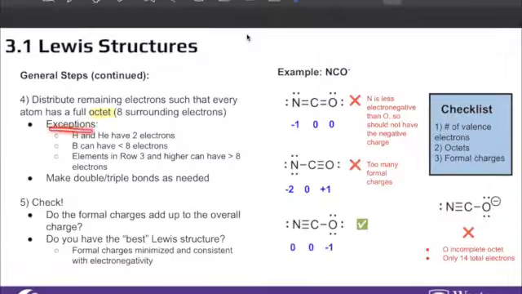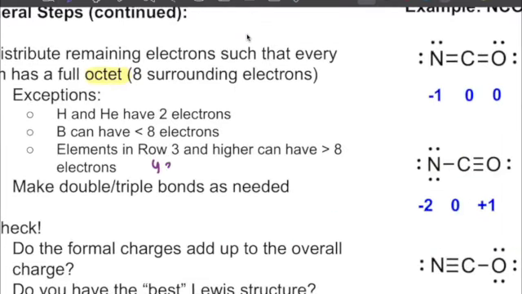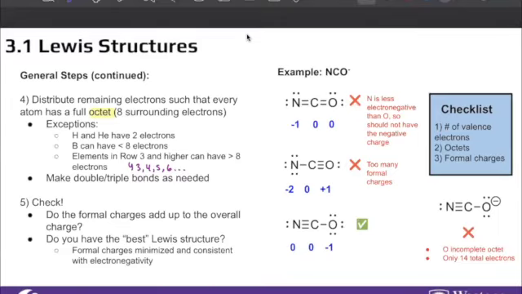Now there are some exceptions to this. Hydrogen and helium only need to have 2 electrons around them. Boron specifically can have less than 8 electrons. And elements in row 3 and higher, so by that I mean row 3, 4, 5, 6, etc., can have more than 8 electrons around them. If we look at our example here, we don't have any hydrogen, we don't have any helium, and we don't have any boron. And N, C, and O are all in row 2. So we don't have any exceptions, and everything should have 8 electrons around it.